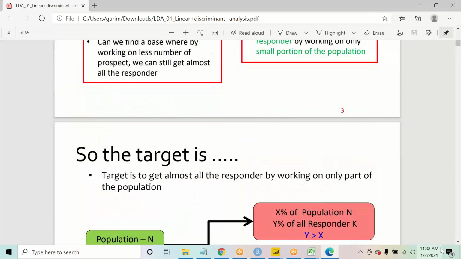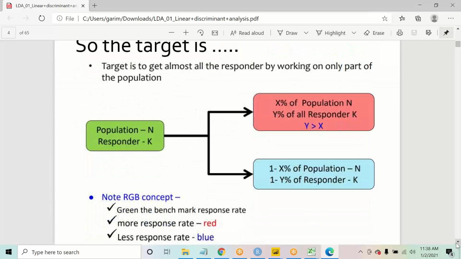Just a small example over here. The goal is that if you have a population of n, and k is the number of people who have responded and purchased your product, we want to create a model. On the basis of that model, we should be able to identify a good proportion of people on whom we can spend our money on promotion, and ultimately get a better return as compared to doing the marketing blindly.